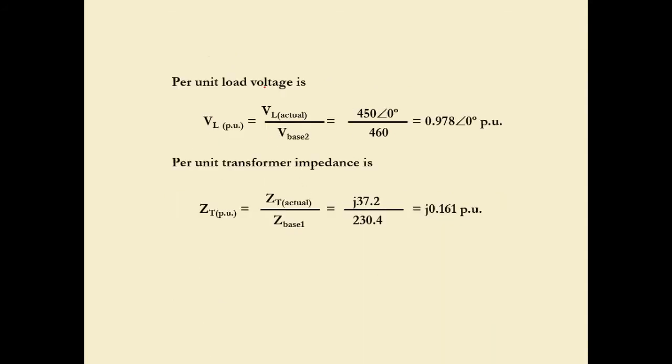Now per unit load voltage. Similar process: we have the PU, we have the actual, and then the V base 2. This is what we picked in the beginning of the analysis. So this is the load voltage, giving us the value of PU load voltage.